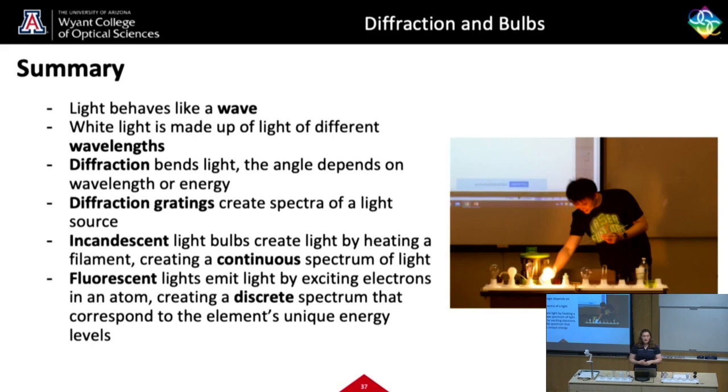We also learned the difference between incandescent and fluorescent light bulbs, where incandescent light bulbs create light by heating the filament, creating a continuous spectra, and fluorescent lights emit by exciting electrons in the atom, and that creates a discrete spectrum that corresponds to that particular element's unique energy levels.